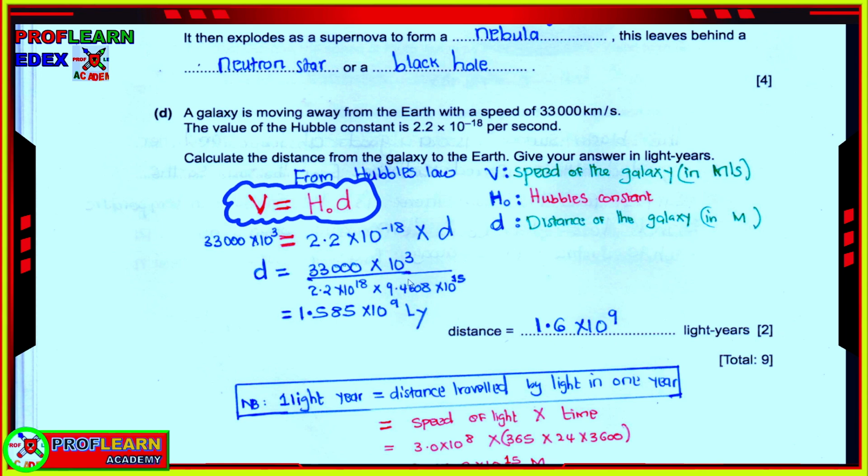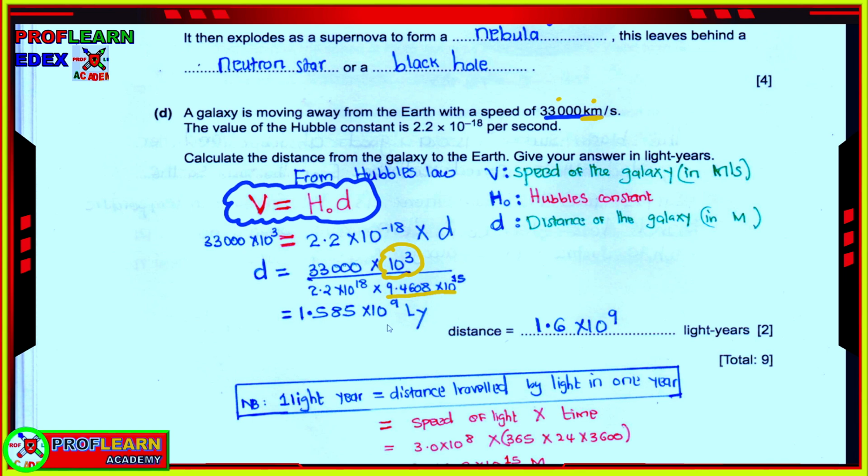But something that you need to understand is that we were given the speed in kilometers per second. So I had to multiply by 10 to the power 3, times 1,000, so that I can convert this speed to meters per second. At the same time, we are asked to give our answer in light years. So down here, I also converted.